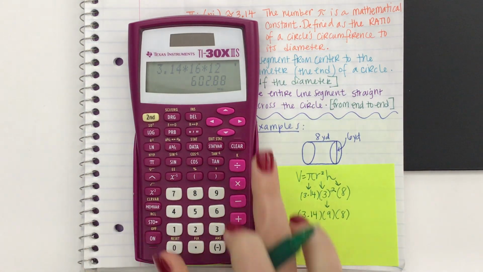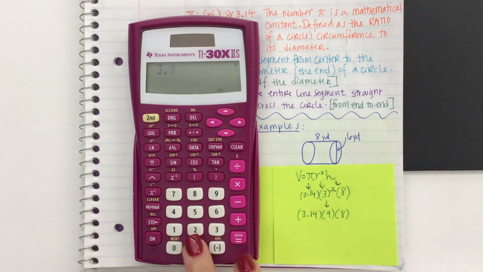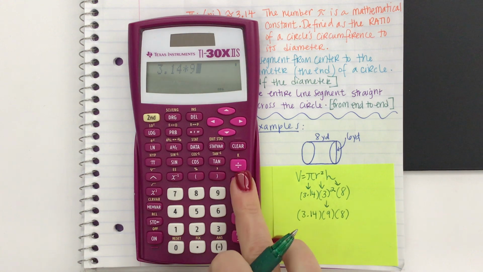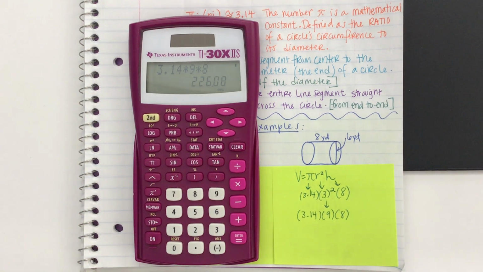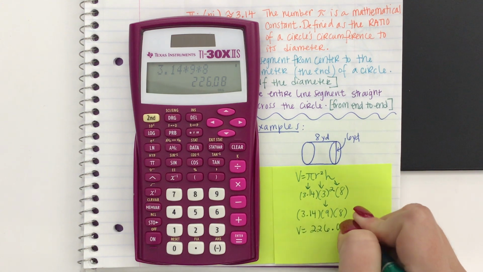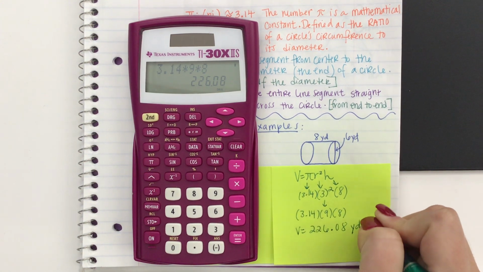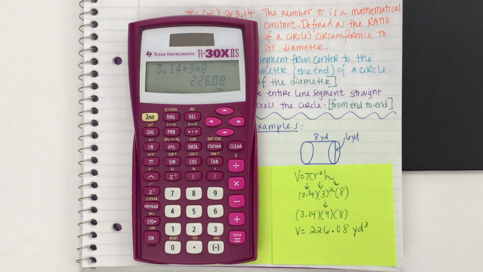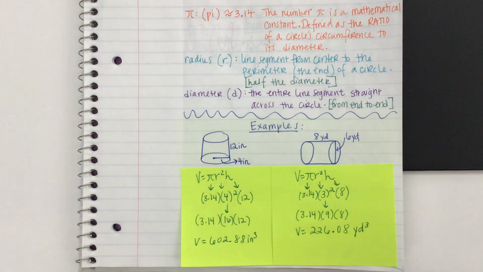And then I'll put my calculator down. And I'm going to go ahead and do 3.14 times 9 times 8. And that is equal to, volume is equal to 226.08 yards cubed. And that's how you find the volume of cylinders.